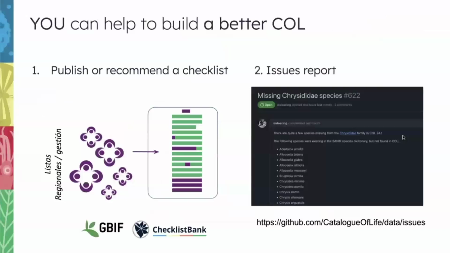And here I want to close with an invitation for you to help us build a better Catalogue of Life. Please publish your checklist or recommend checklists to us to keep closing these gaps, both the taxonomic gaps and the geographical gaps. Any regional list that you may have can help us make a better Catalogue of Life.